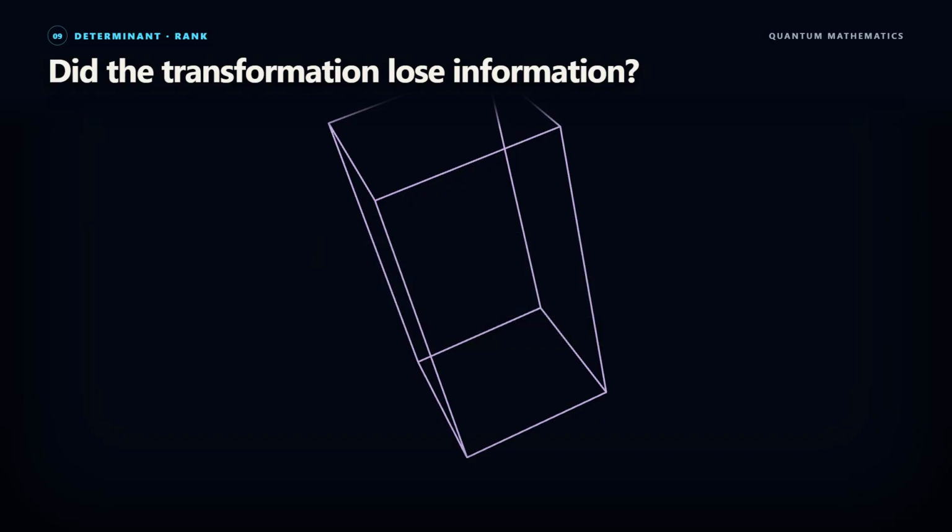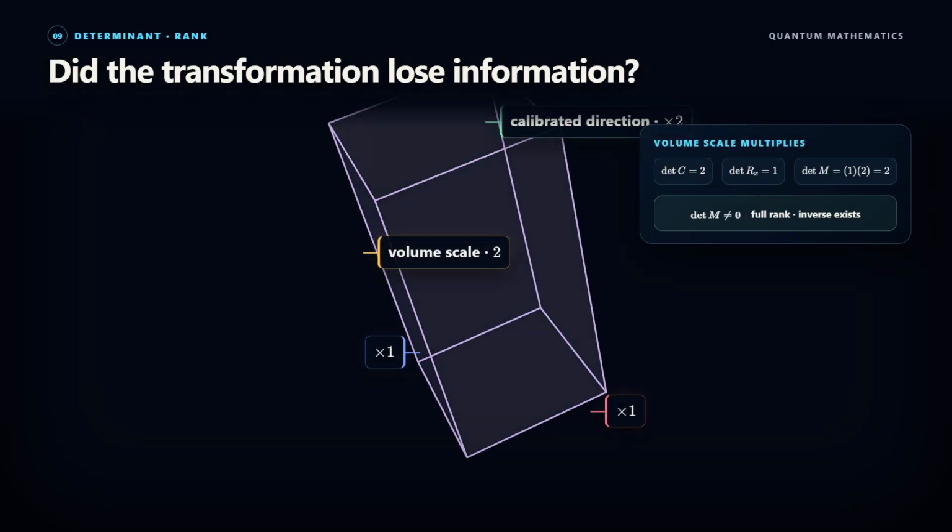Why is an inverse available here? The determinant tells us whether independent spatial information survived. Calibration doubles one independent scale, so determinant C is 2. A pure rotation preserves oriented volume, so determinant R sub x is 1. Determinants multiply under composition, giving determinant M equals 2. It is non-zero, so this 3x3 matrix has full rank and an inverse.